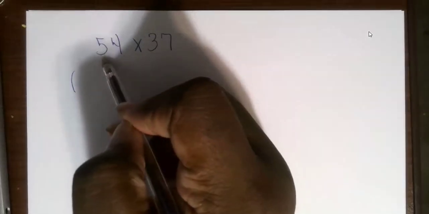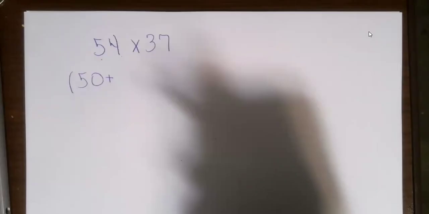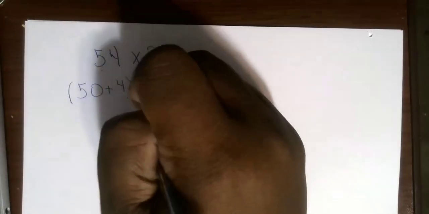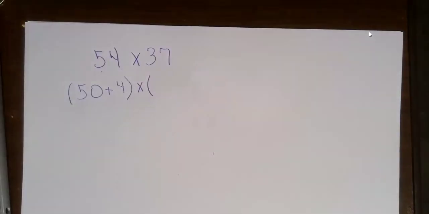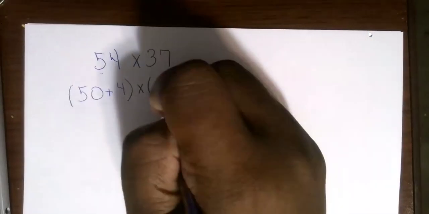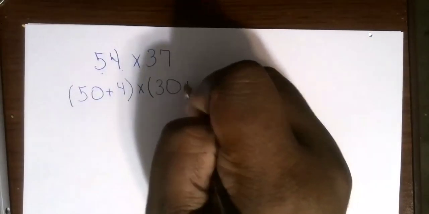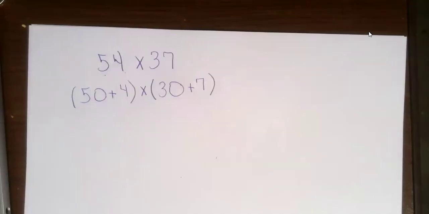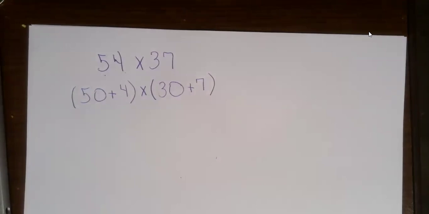So for 54, the 5 in the tens place is worth 50 plus the 4 in the ones place is worth 4. Now I'm going to get the expanded form of my second number. So the 3 in the tens place is worth 30 plus the 7 in the ones place is worth 7. So that's the first step of doing partial product.